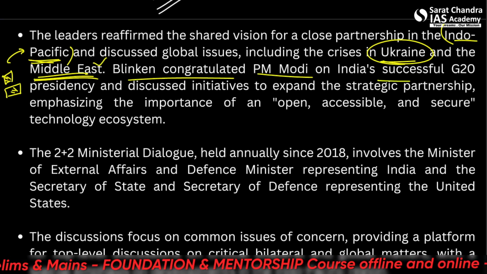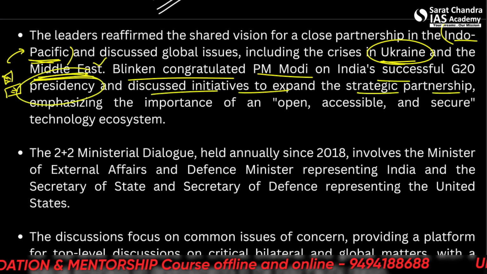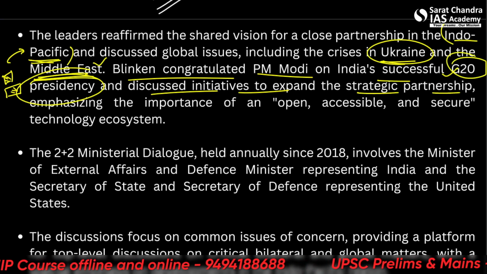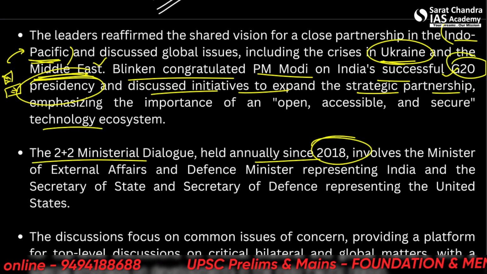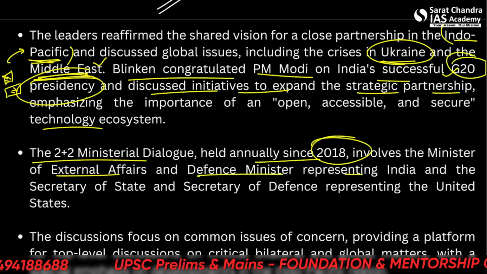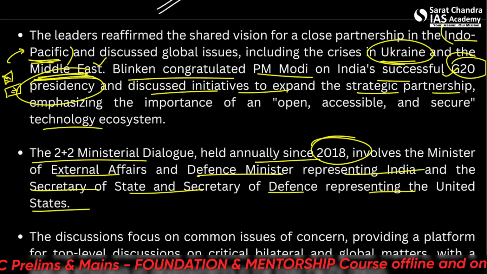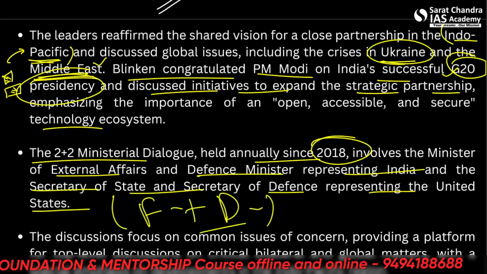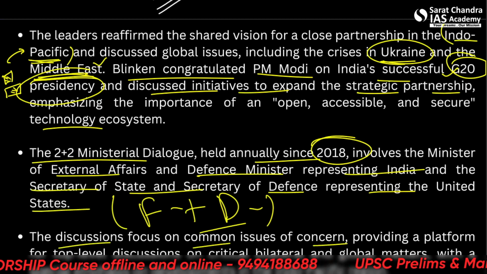They also congratulated PM Modi on India's successful G20 presidency and discussed initiatives to expand the strategic partnership. So G20 can come in the exam this time. The 2+2 ministerial dialogue has been held annually since 2018 and involves the Minister of External Affairs and the Defense Minister representing India, and the Secretary of State and Secretary of Defense representing the United States. So basically Foreign Minister plus Defense Minister. The discussions focus on common issues of concern. You can read about this more.